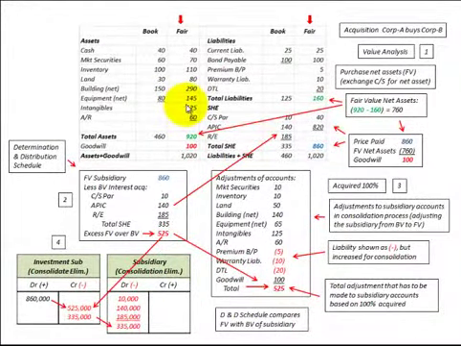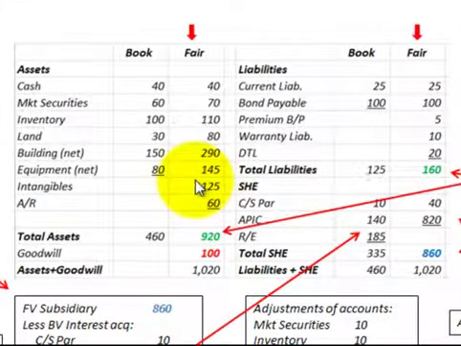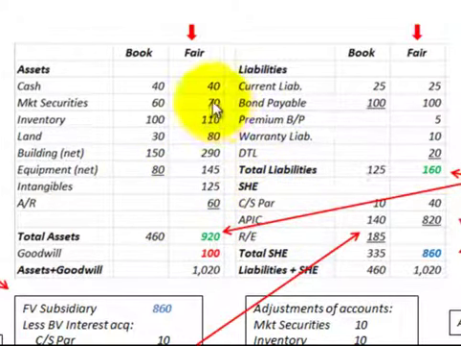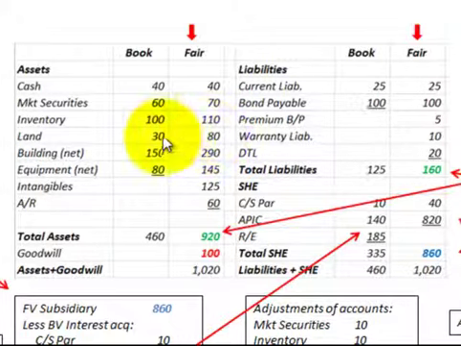Okay, let's look at the balance sheet for Corporation B. We know its book value or its carrying value for the assets, the liabilities, and shareholders' equity. But what we have to do is determine the fair value of these assets and liabilities at the time of the acquisition of Corporation B by Corporation A. And the difference between the book value and the fair value are the adjustments that have to be made for this consolidation process of Corporation A and Corporation B's balance sheet.